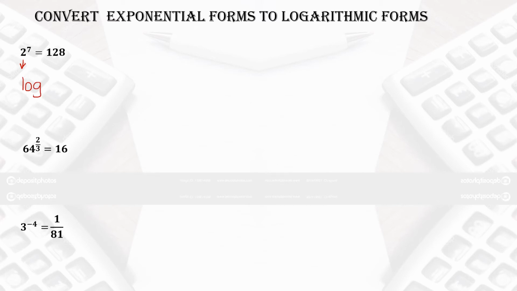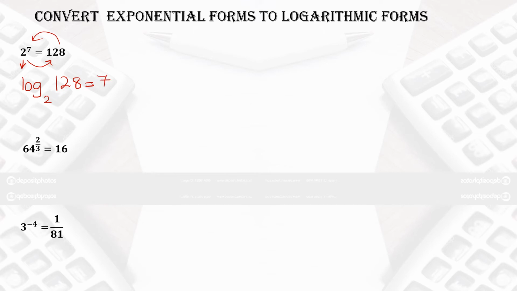Since the base of the exponent and the base of the log should be the same, always start with the base and write here log base 2 of 128 equals 7. So rotate your hand in anti-clockwise direction.